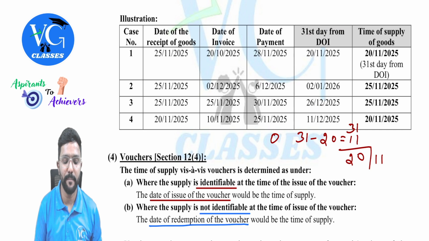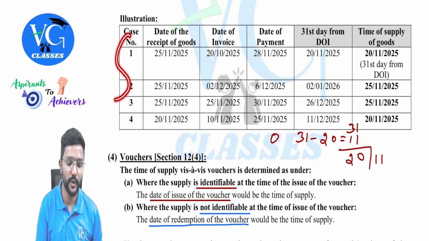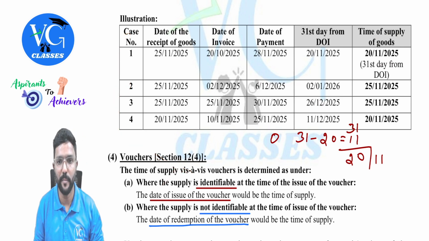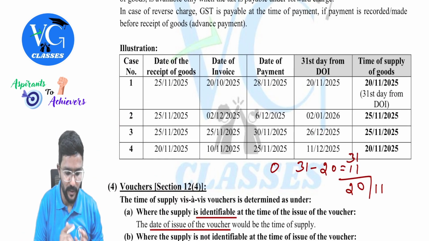Got it? So accordingly compare the date of receipt of goods, date of payment, or 31st day, whichever is earlier: 20th November. Likewise, I have given totally 4 cases. You can just pause and see. And the voucher provisions are anyway omitted. You need not worry about it. Got it, people? Sure. We'll go back.